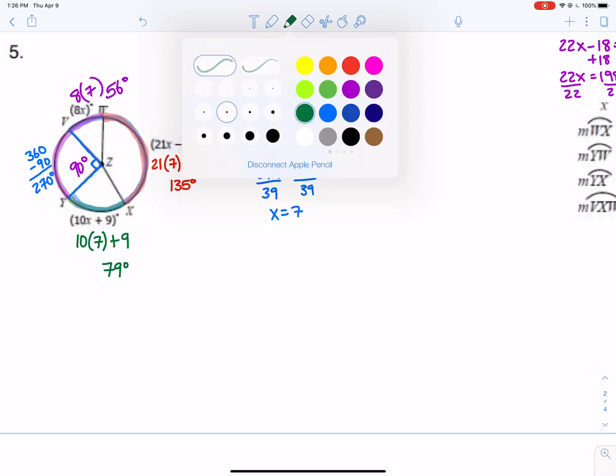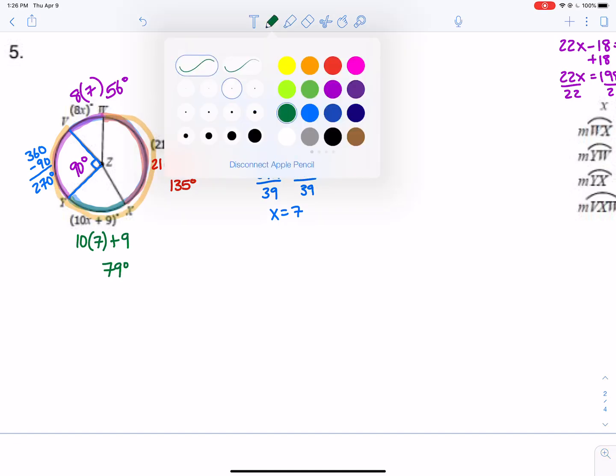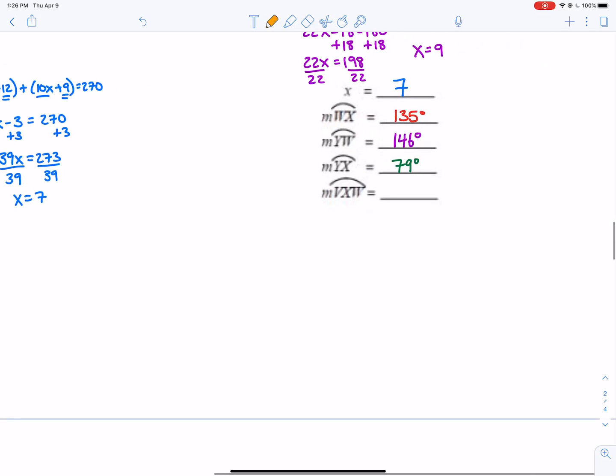So let's see, let me grab one more color. So VXW, I need to go in this direction around. So that would be everything included in the circle except for the 56 degrees, which is arc VW. So I just need to say 360 minus 56, which would leave me with 304 for that last answer to this example. All right, so that's it for our examples of central angles and arc measures.